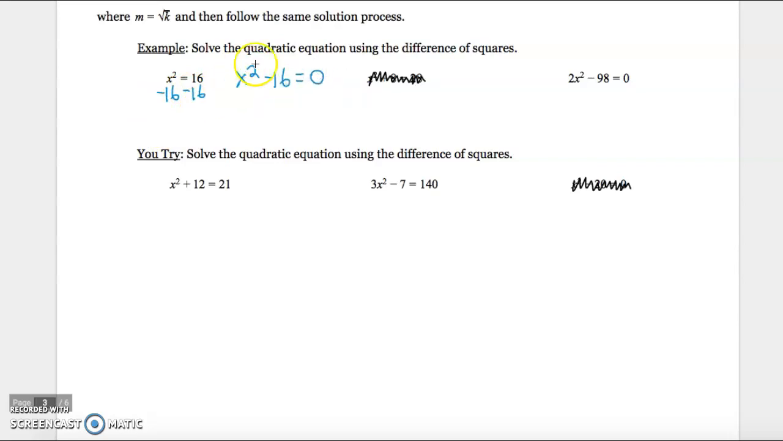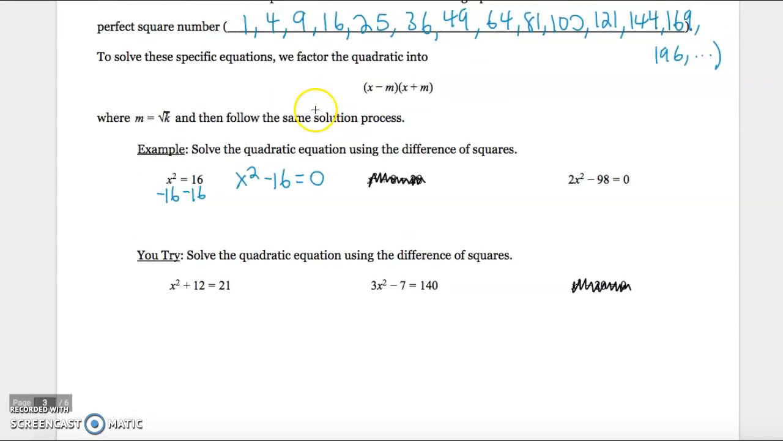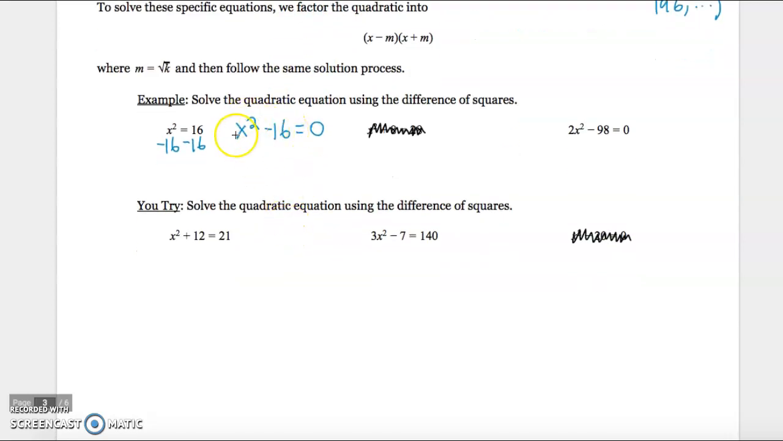And I notice, hey, I have just an x squared term and a constant. If I look at some of my perfect square numbers, 16 is one of those perfect squares, okay? So what I know is I can break this up into x minus m and x plus m, where m is the square root of your perfect square. Now that sounds a little bit complicated, so another way we like to write it is like this. Basically in this scenario, I have something squared minus something else squared.